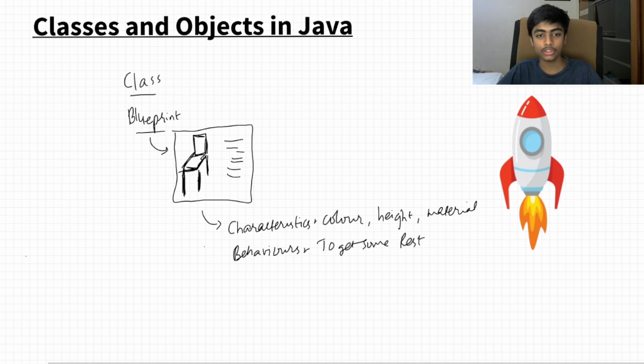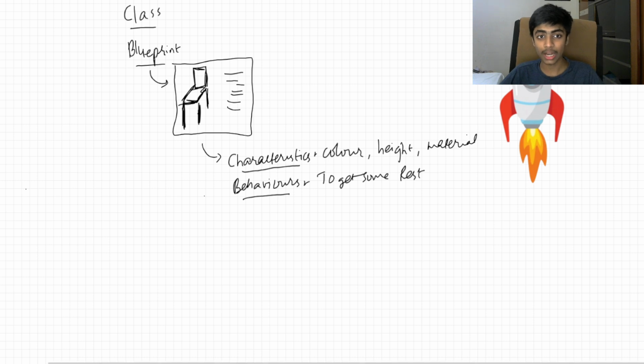Okay, so any class or any blueprint will consist of characteristics and behaviors. The same thing is seen in a class. So, for example, if I make a class on chairs, in the class it would consist of characteristics, color, height, material, and then the behaviors would be to get some rest. This is a class, it's the same thing as a blueprint, and that's why we also say that a class is a blueprint.